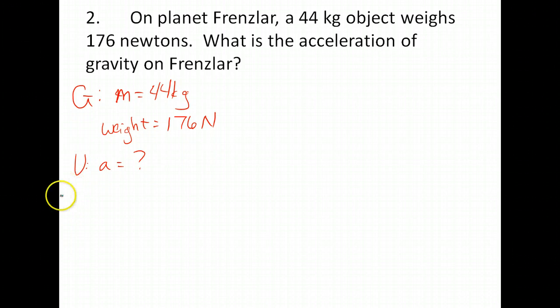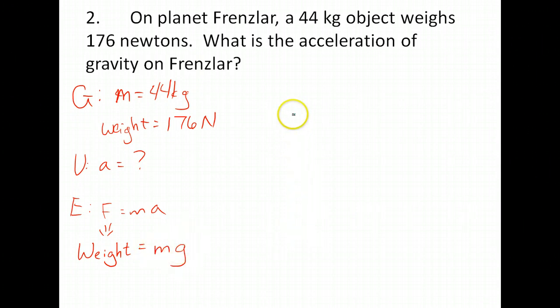We don't know that. Alright, so let's come to our equation. And again, we're just going to be using that force equals mass times acceleration equation. But this time, our force is weight. It's that force of gravity on an object, also known as weight. Mass times acceleration due to gravity for that specific planet. So let's substitute in some numbers and solve. Before we do that, I actually want to rearrange this equation to solve for that acceleration first. So I'll do that and then I'll substitute in and solve.